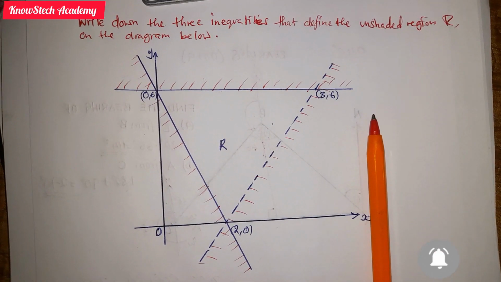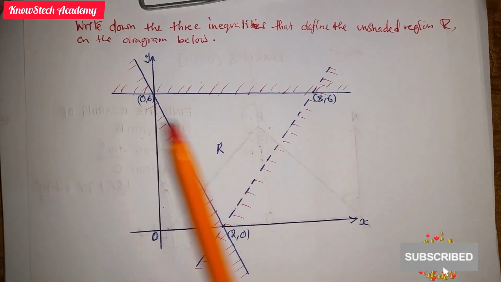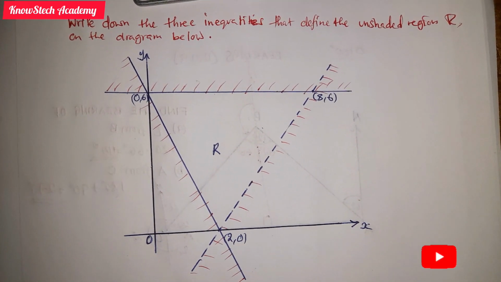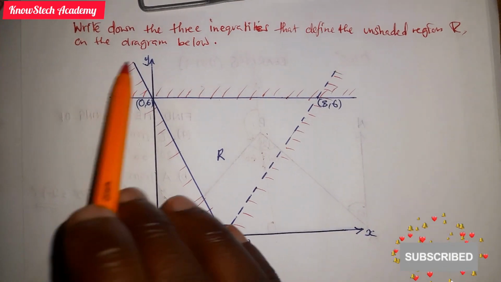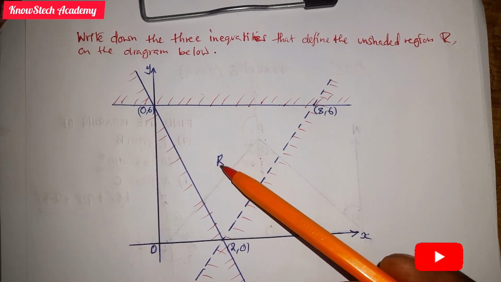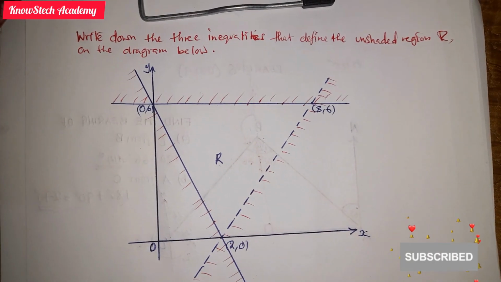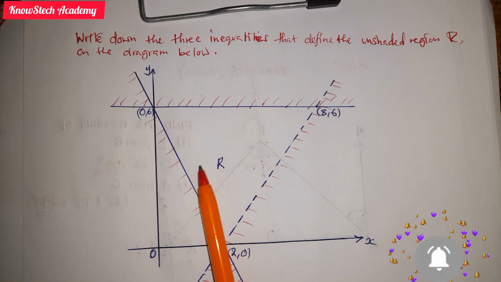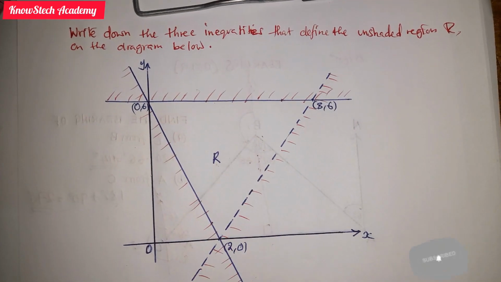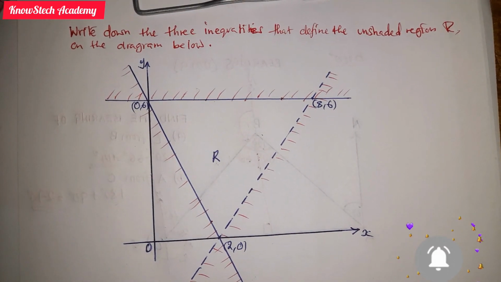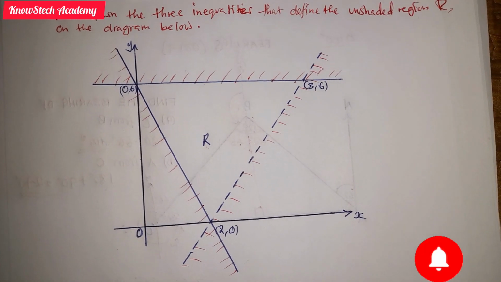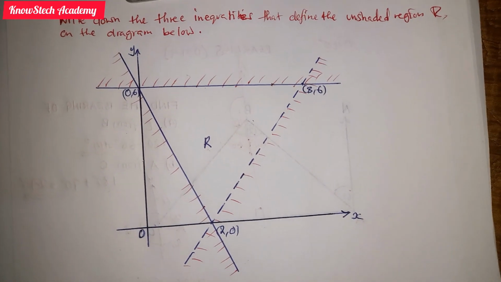Alright, so when you are given this inequality, this is under linear programming. Now we're asked to come up with three inequalities that describe this unshaded region, or the wanted region R. When you look at this, we have three lines: this line which is here, and also this diagonal line and this other diagonal line. We are asked to write this one, and it's 5 marks in an exam. This came in the 2019 paper 1.